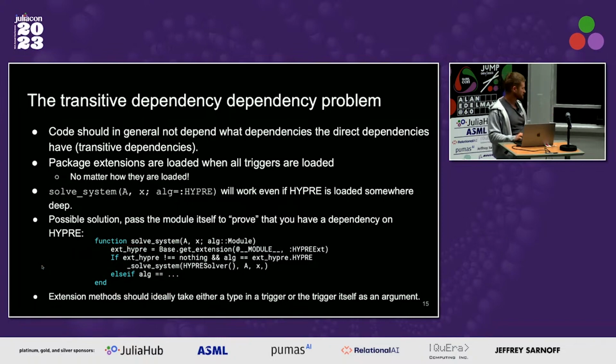So I would say that, in general, a good practice is that these extension methods should ideally take either a type, which is the normal case, or the trigger itself, or the module itself as an argument, because that's the way you're proving that you have a direct dependency on this. But I'm sure there are cases where this is hard, but I think if it's possible, this is a good thing to do.